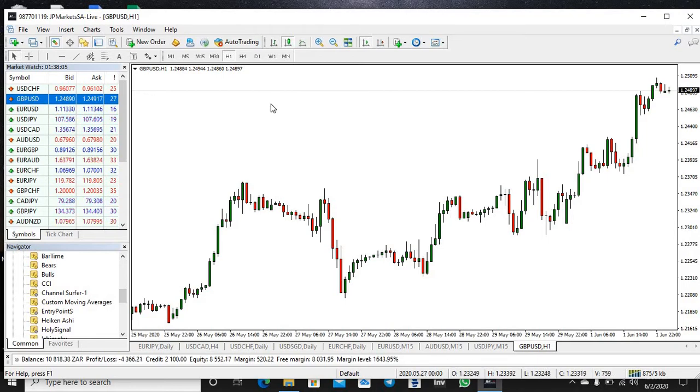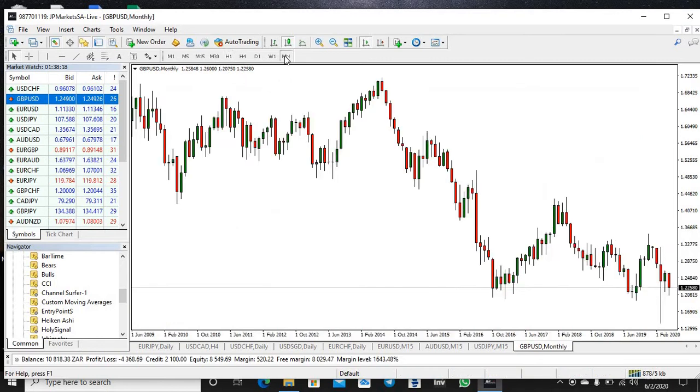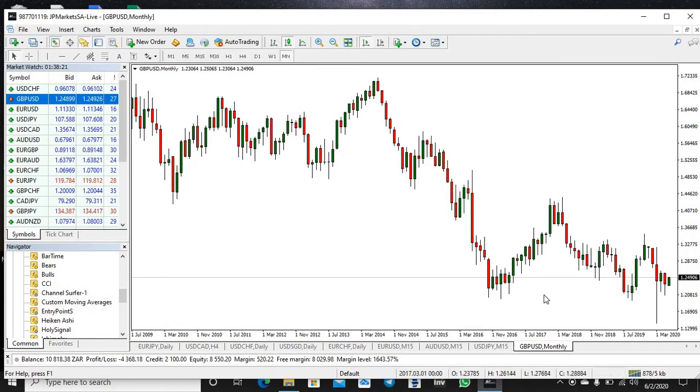So when you do your forex analysis, price action is very important. Price action is your support and resistance, head and shoulders, continuation, all those things. That's your price action. So you just go to monthly. On the monthly, we are going to determine the trend, the strength of the trend. So we are on a downtrend.